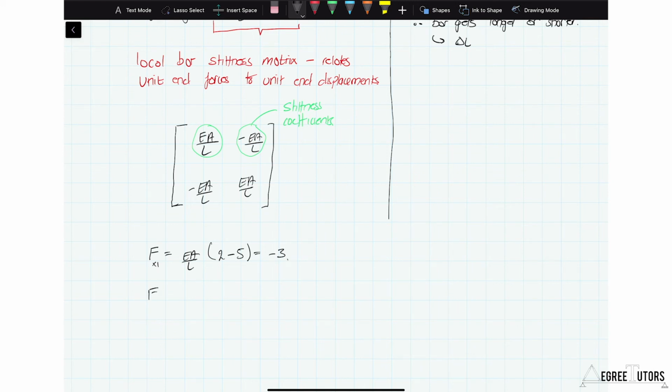And if we were to do the same thing for the other end, we'd say fx2 is equal to EA over L, and this time it was minus delta 1 plus delta 2. So that was going to be minus 2 plus 5, which would give me 3. Okay, so we're saying minus 3 EA over L and 3 EA over L. So what does that actually mean?